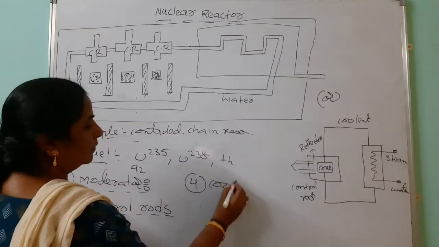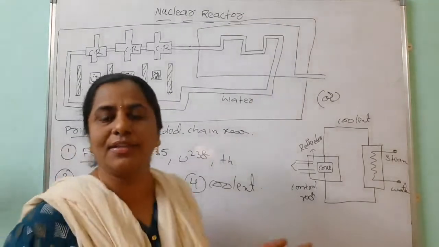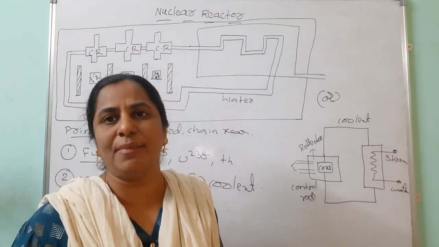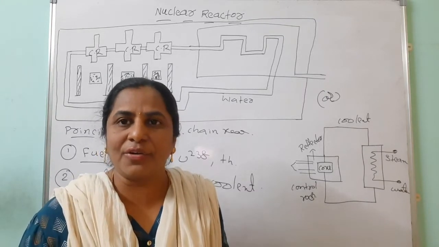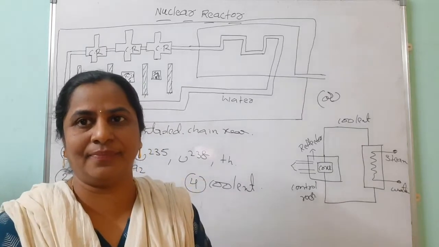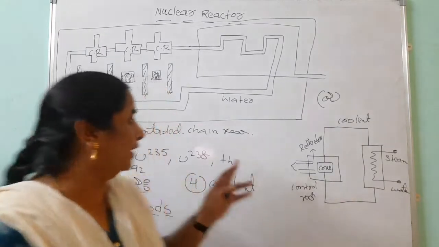Then our fourth one is the coolant. For what purpose are we conducting this experiment? It is giving nuclear energy. You know that each fission process gives 200 million electron volts of energy. What are we doing with that nuclear energy? We are using it as electrical energy. So in that process, look here.